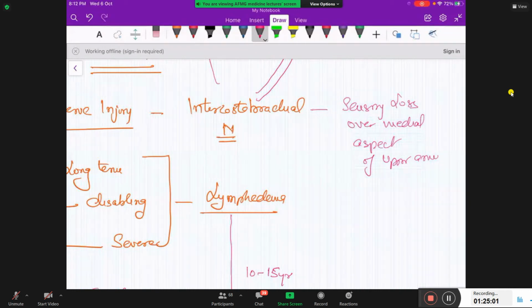When you take consent from any patient for surgery, right? Without consent, you don't do surgery. So whenever you take consent from a patient, because this nerve injury is a very common nerve injury, you should always specifically tell the patient that after this surgery, you may have anesthesia over the medial aspect of the upper arm. You have to specifically mention it.